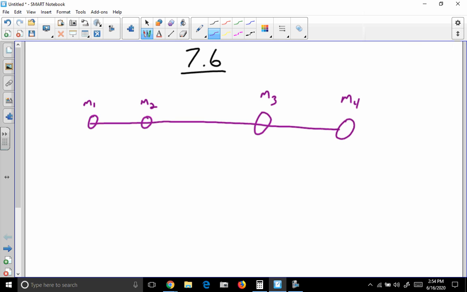Okay, so 7.6, we talk about masses, moments of inertia, centroids. So let's take a minute and look at center of mass and moment. If you think about torque, the way you calculate torque is force times distance.